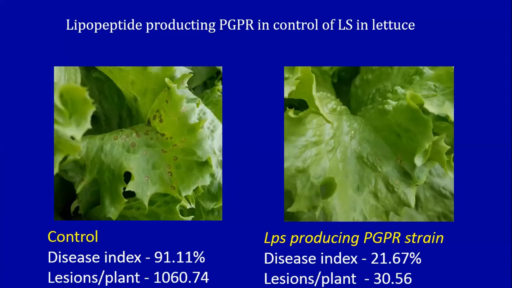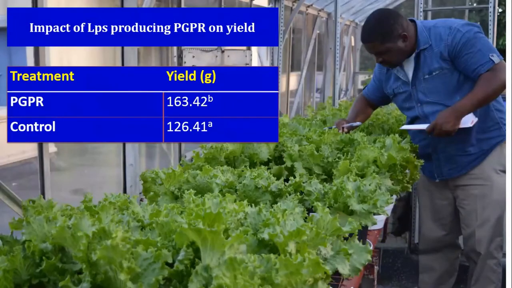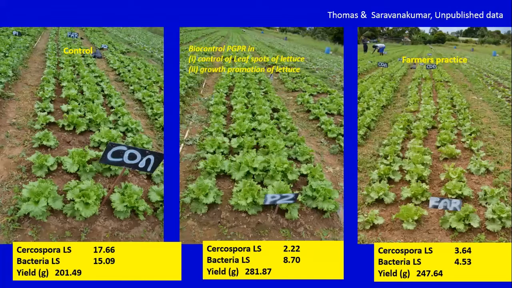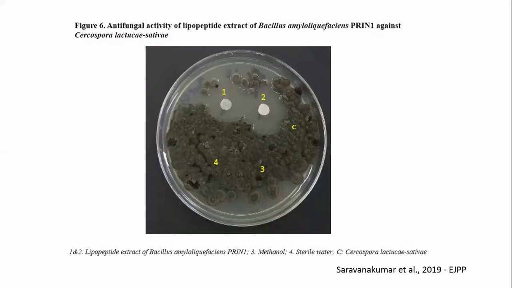Then we tried the strains which possess all these genes against the leaf spot disease in lettuce, and we found that the lipopeptide producing PGPR strains were able to suppress the growth of the pathogen in plants under greenhouse conditions, and it promotes growth as well. Also, we have conducted an intensive field trial, and it has been noted that it could suppress the bacterial leaf spot as well as Cercospora leaf spot disease.